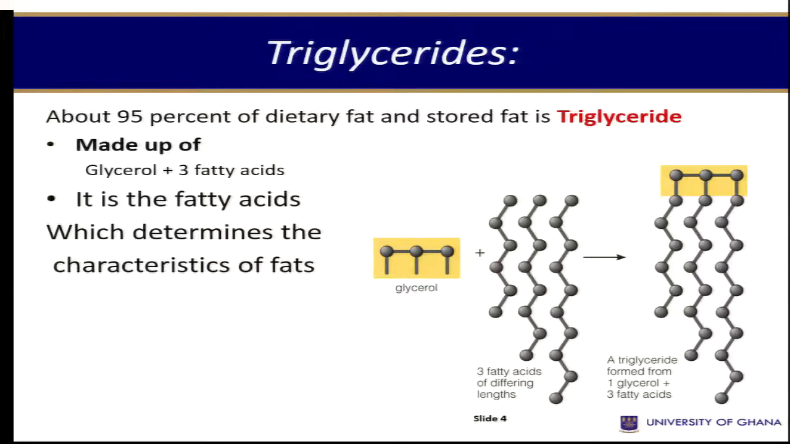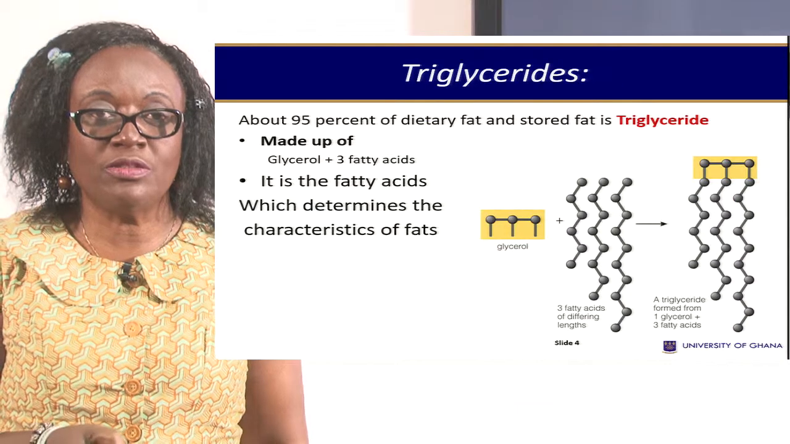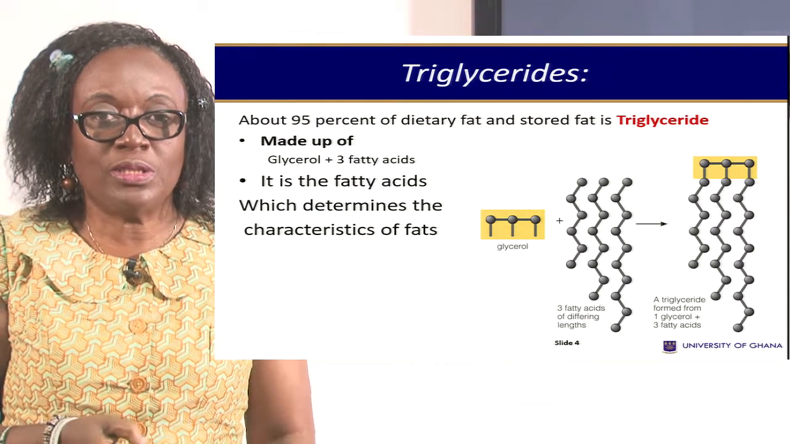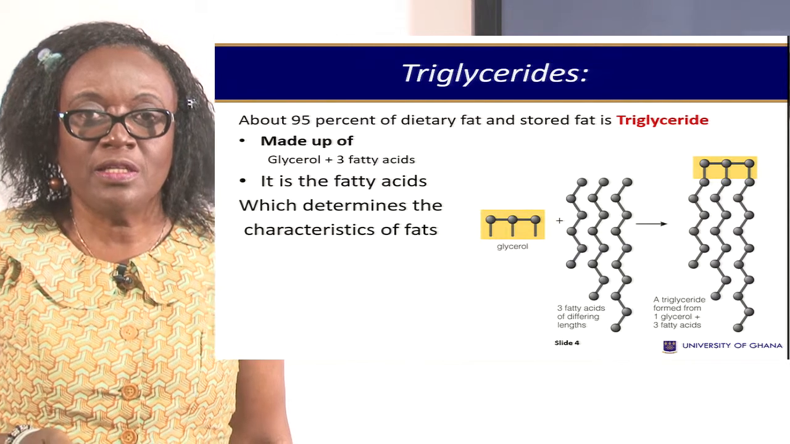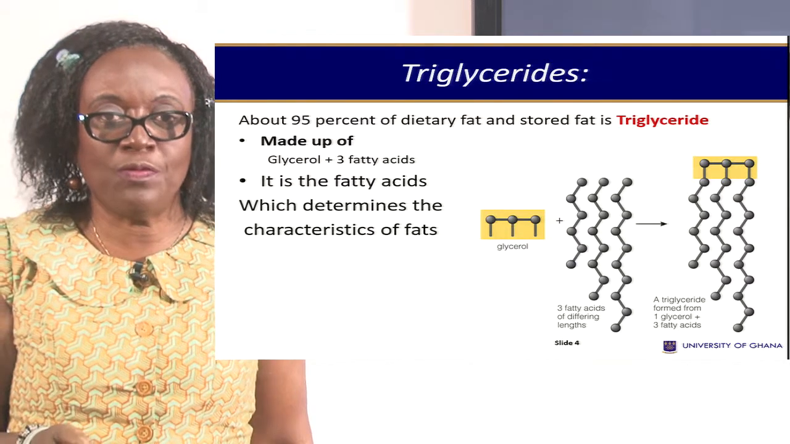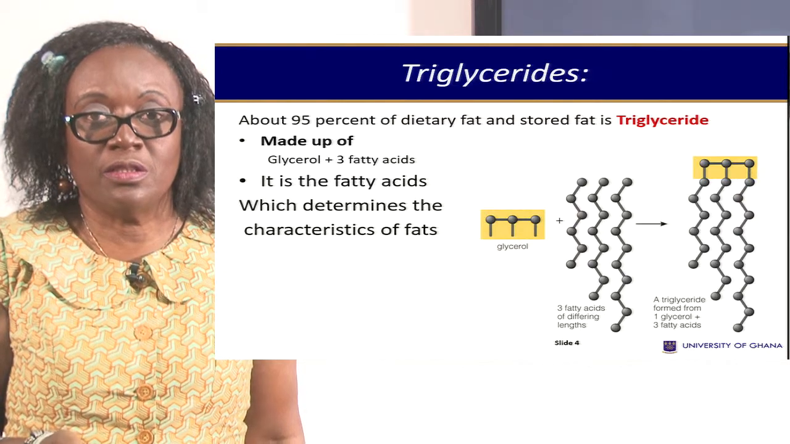Why the name triglyceride? Because we have a glycerol molecule that is attached to three fatty acid chains. Those are the chains that you see over there, the fatty acid chains. Yes, fatty acids. So it is the fatty acids that really determine which type of fat we are eating. The glycerol backbone is common to all fats. When we take groundnut oil, coconut oil, palm oil, whatever we take, the glycerol molecule is the same, but it is the fatty acid chains that determine the type of fat that we are using.